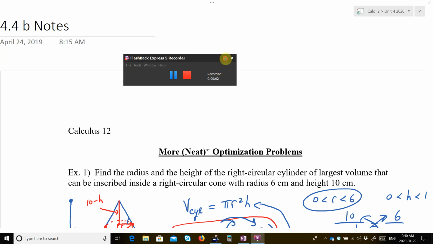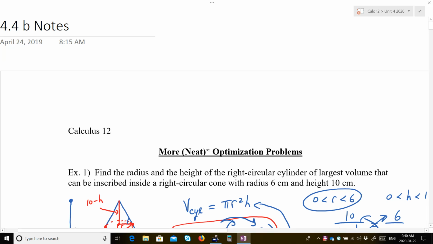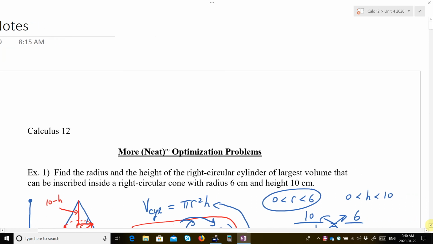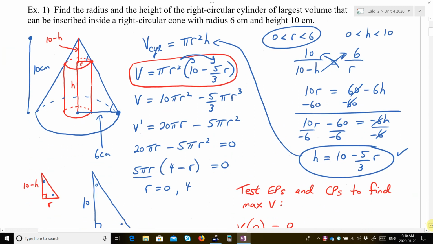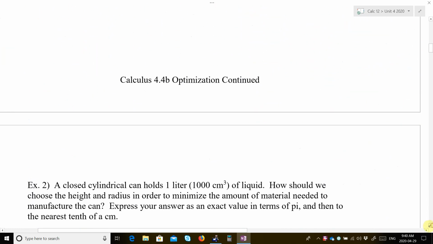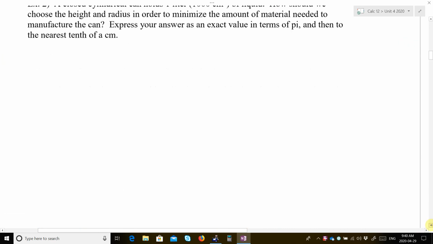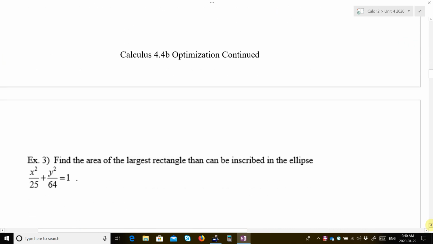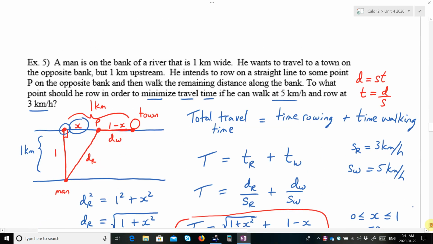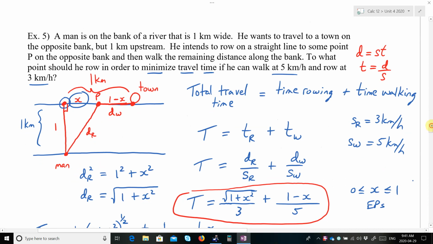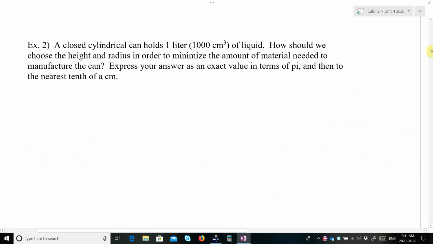Hi everyone, here is a continuation of our 4.4b notes. Remember we did number 1 in the first video, and then we did only one other one. We go all the way down here. I think it was 5 or 6 that we did. Yep, we did number 5. Okay, so let's go back and see if we can do a few more of these.